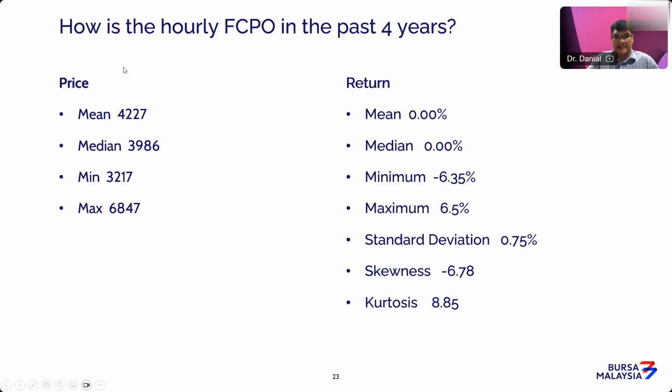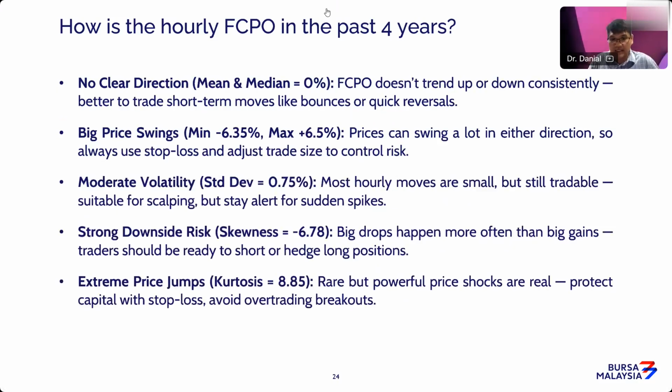On your left-hand side, the mean, the median, the minimum, and the maximum of the price. On your right-hand side, the same statistics that I show you for LCI futures. Let us go to the next slide. So how is the hourly FCPO in the past four years? No clear direction. Again, FCPO doesn't trend up or down consistently. It's always going up, going down, around that figure.